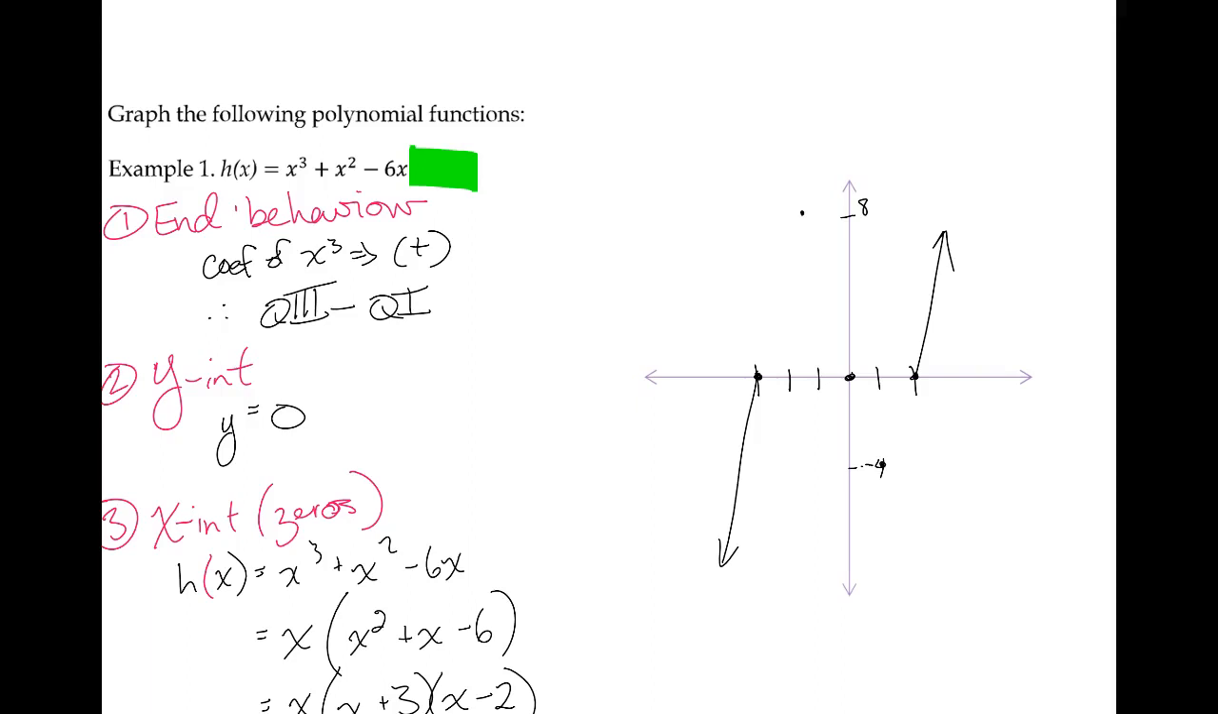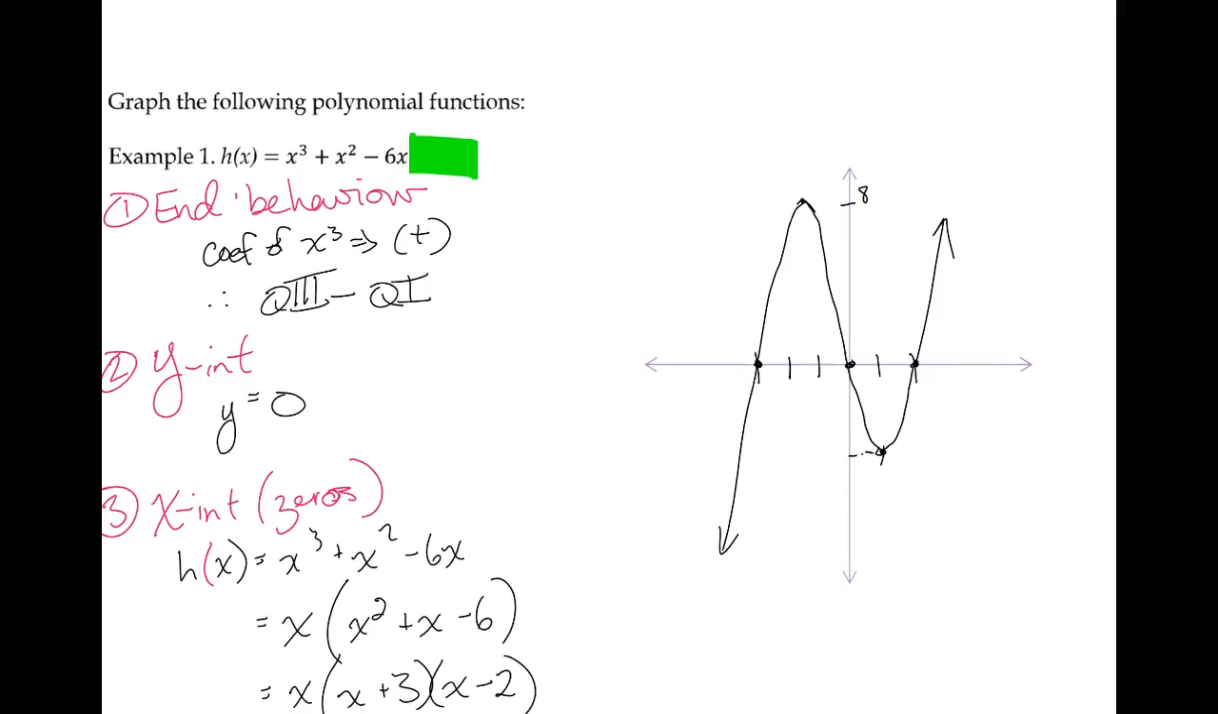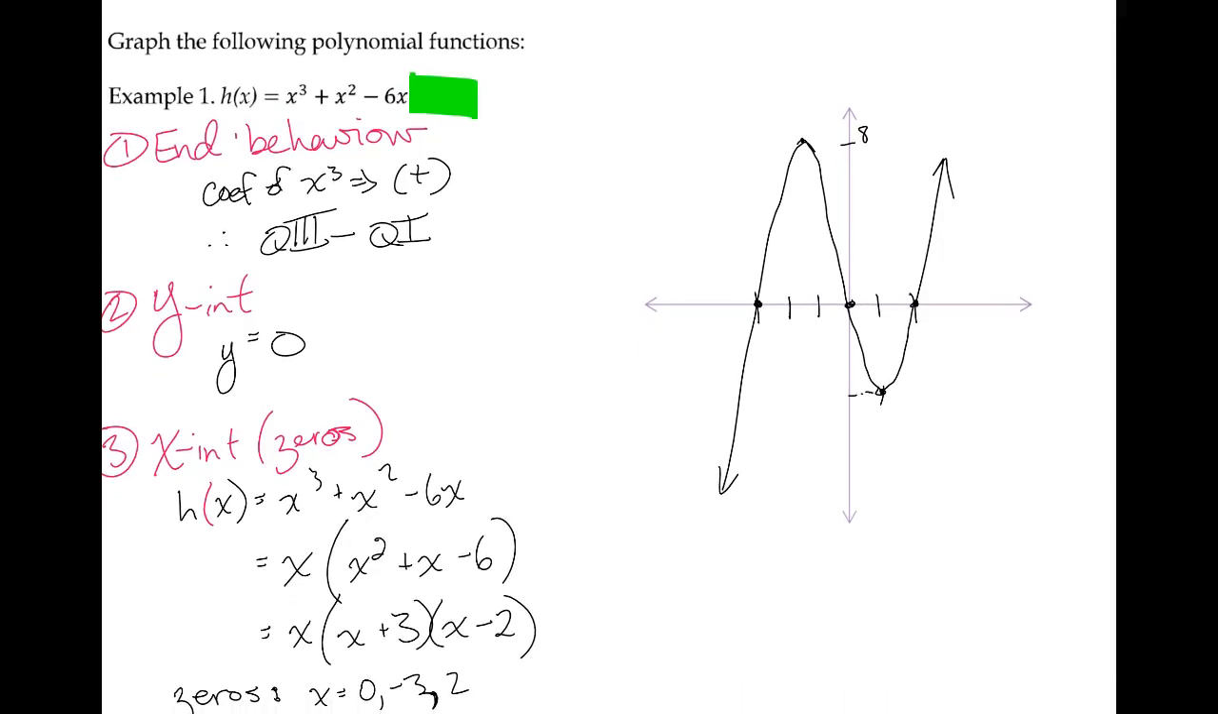So when I go to graph this, I'm going to try and go through those points. And that would be my graph. So that's my sketch of the equation x cubed plus x squared minus 6x.